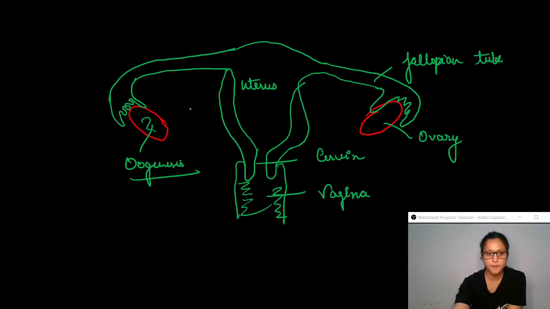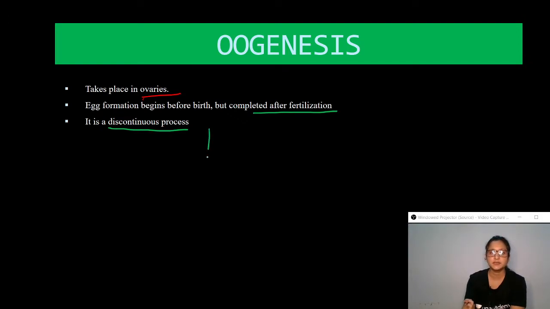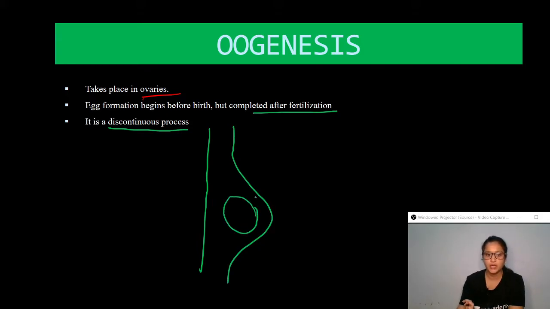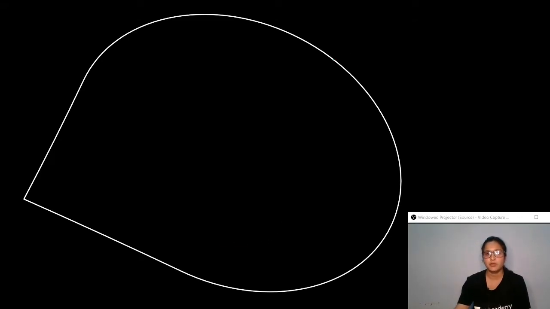So let's see what happens when, suppose, a mother is carrying a female fetus in her womb. This is the female fetus, and these are the ovaries of the female fetus. As I said, oogenesis starts before birth. So you can see here in the ovaries, only when this female child is in the fetus state, oogenesis starts. Many follicles are formed in the ovaries. Now let's see what happens. This is the ovary.